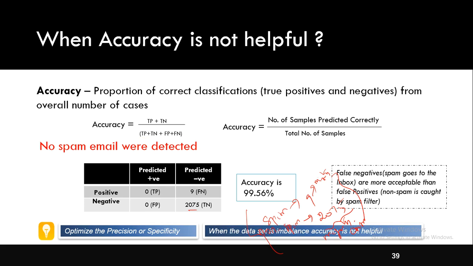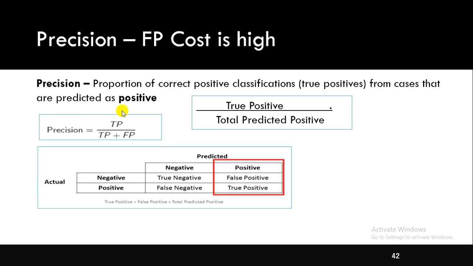So now the question is, how do I measure the model accuracy? Which metric should I use in the case of an imbalanced data set? There are two other metrics available to measure the accuracy of models on imbalanced data sets. One is precision, the other one is recall. Now let us take a look at what is precision. We can compute the precision using this formula.